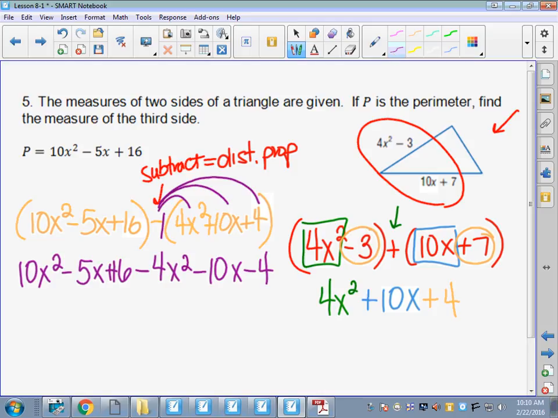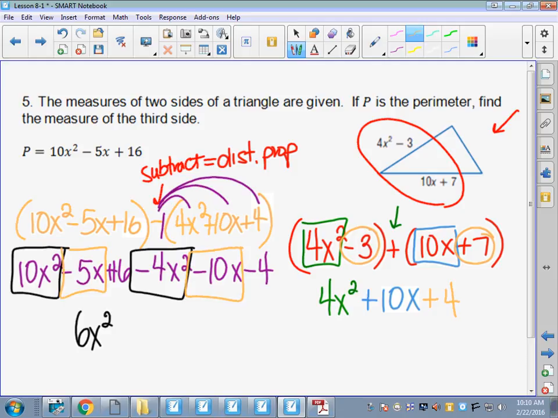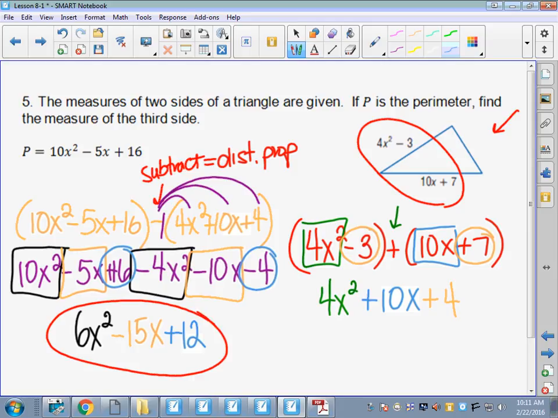So now let's look for like terms. I've got a 10x to the second and a minus 4x to the second. So hopefully you're thinking with me that that's a 6x to the second. I've got a minus 5x and a minus 10x, both negative. Go to your calculator if you need to, but I'm thinking that's a negative 15x. And last but not least, I've got a plus 16 and a minus 4. So I'm going to say that's plus 12. So my final answer is going to be 6x squared minus 15x plus 12.